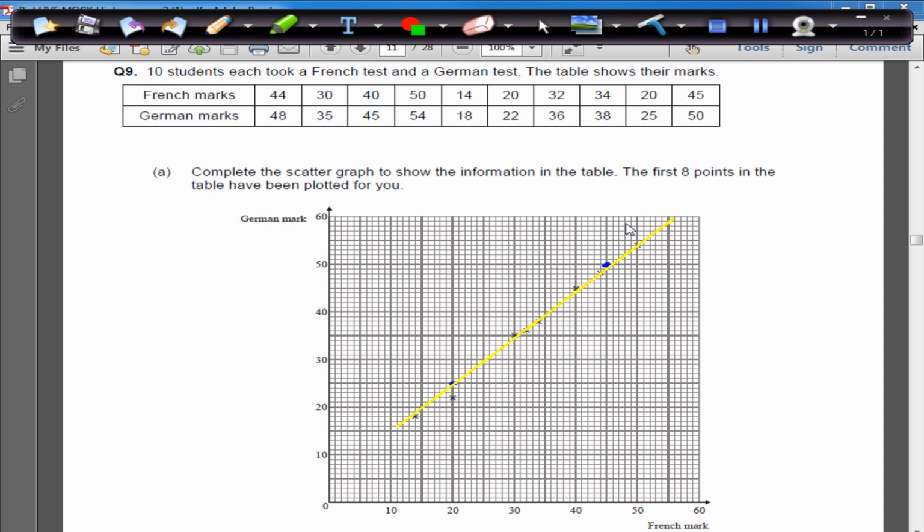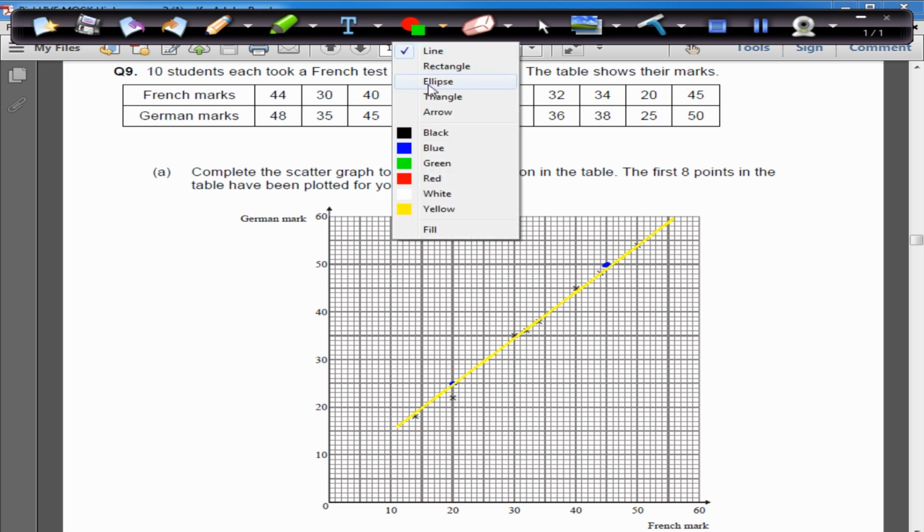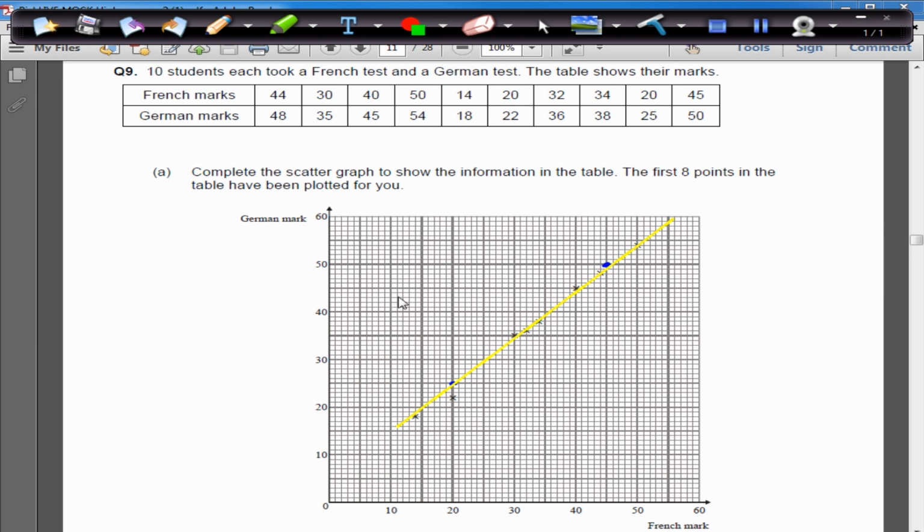So now the next question says, use your line of best fit to estimate the German mark for a student with a French mark of 26. So let's change color, we can be using lines again. Let's go for green. If we have a French mark of 26, where's the French mark? On the bottom. So where's 26? 26 is around about here, yeah? So we go up.